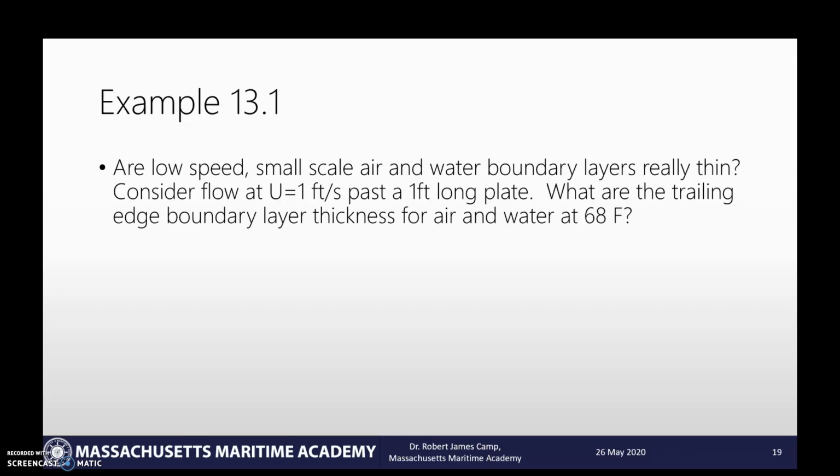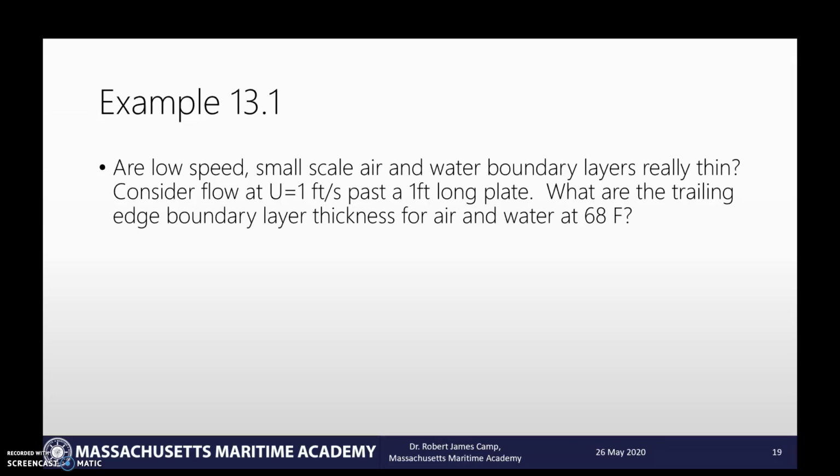So are low speed, small scale air and water boundary layers really thin? We're going to consider a flow that's moving at 1 foot a second past a 1 foot long plate, and I want to know what the trailing edge boundary layer thicknesses for air and water would be.